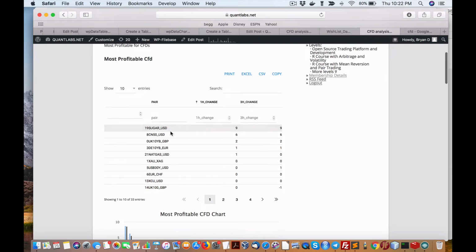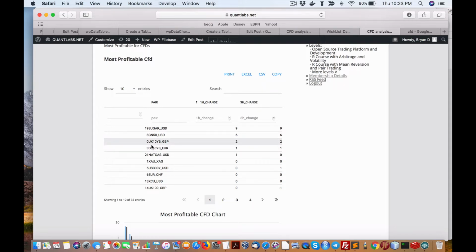So the first one here as an example, sugar, is a surprising one where it's up 9%. It's been like that for the last 24 hours. It's been like that for a number of weeks. And this is probably the only one that's been very positive that I've known about through Bloomberg. CN50, that's China 50, up 6%.